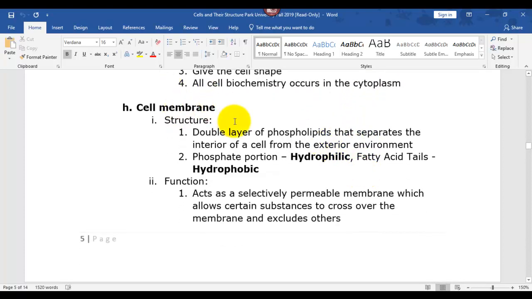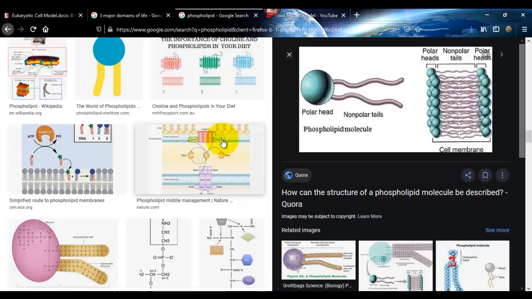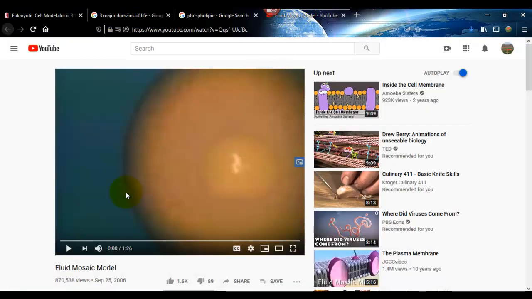All right, the cell membrane. Now, I was going to show you, I'm going to make sure this is turned down. There we go.